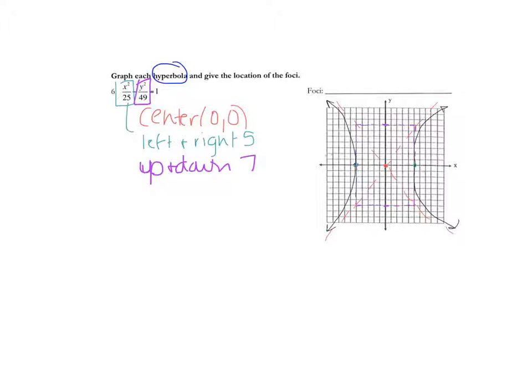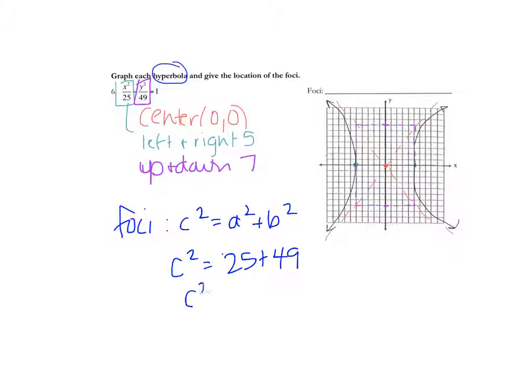And then we have to find the focus points. To find the focus points, we use the formula. Since the original equation has a minus, c squared equals a squared plus b squared, because it has a minus, it turns into plus. 25 plus 49, c squared is equal to 74. Take the square root of that. I do not believe you can simplify that, so we're just going to leave it as root 74.